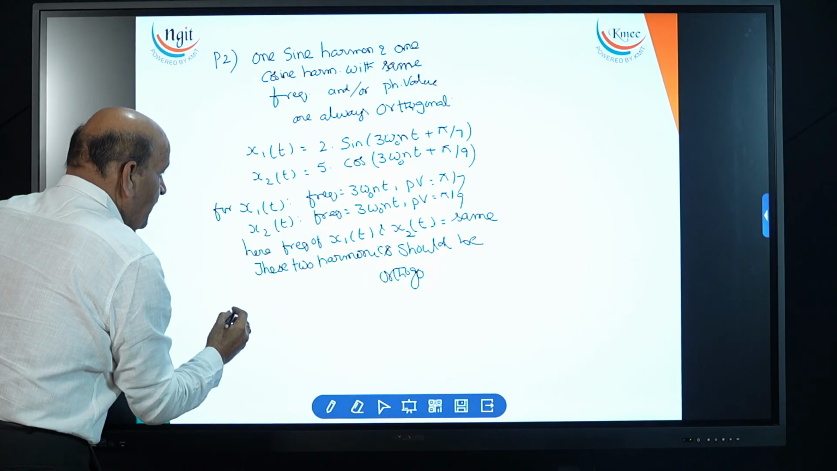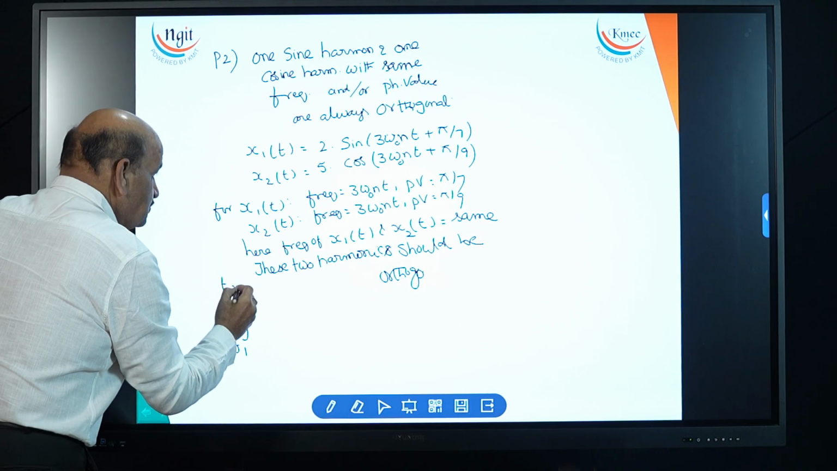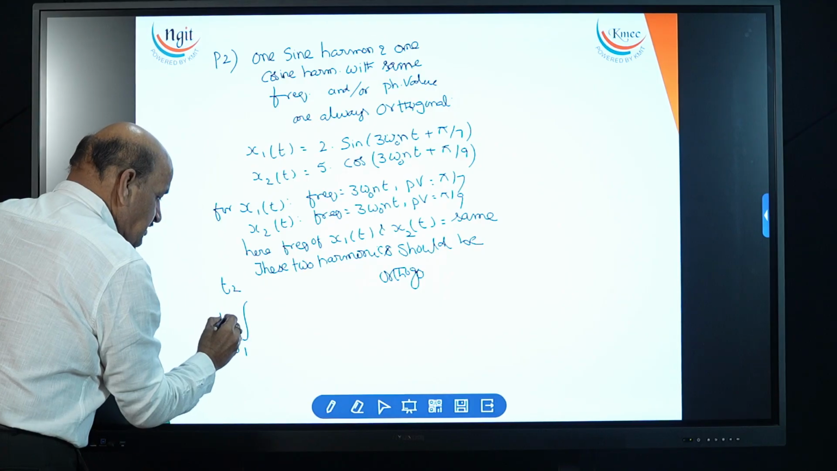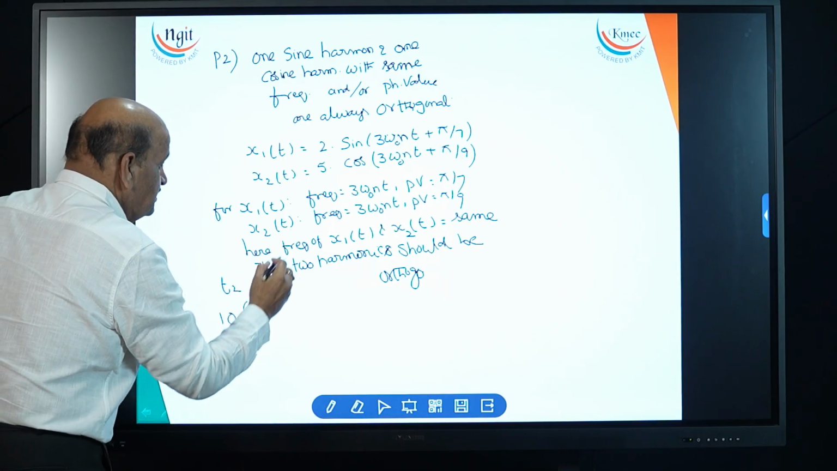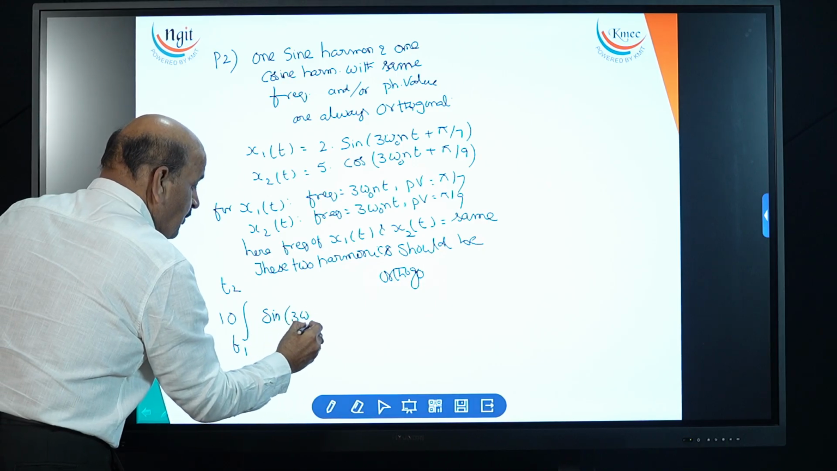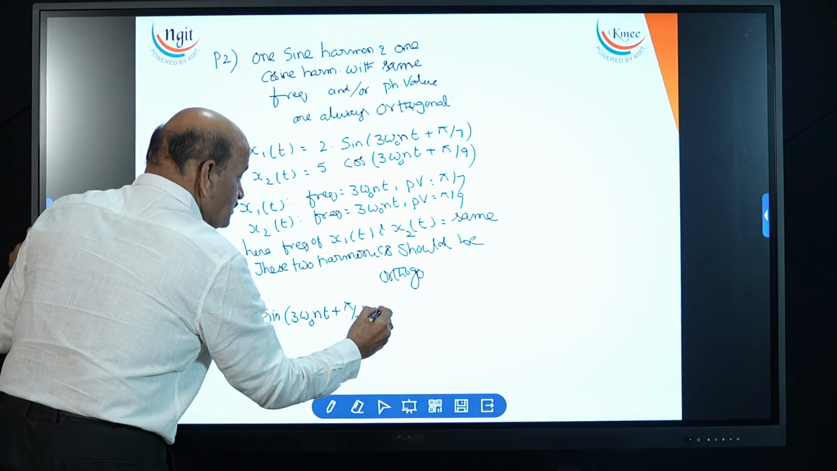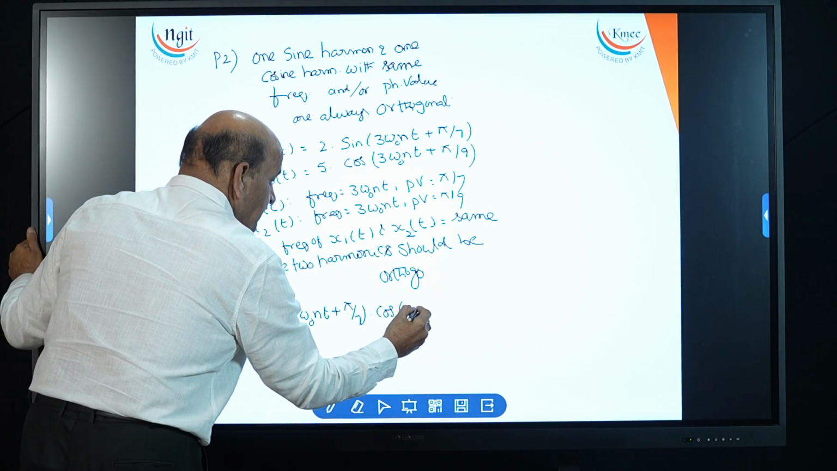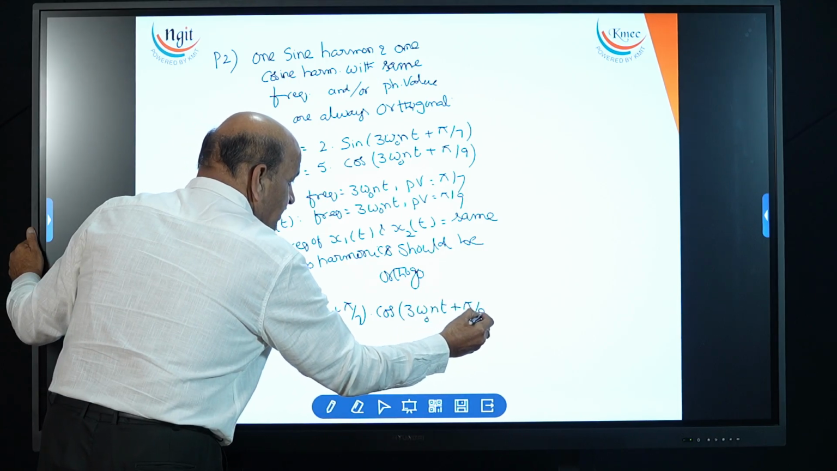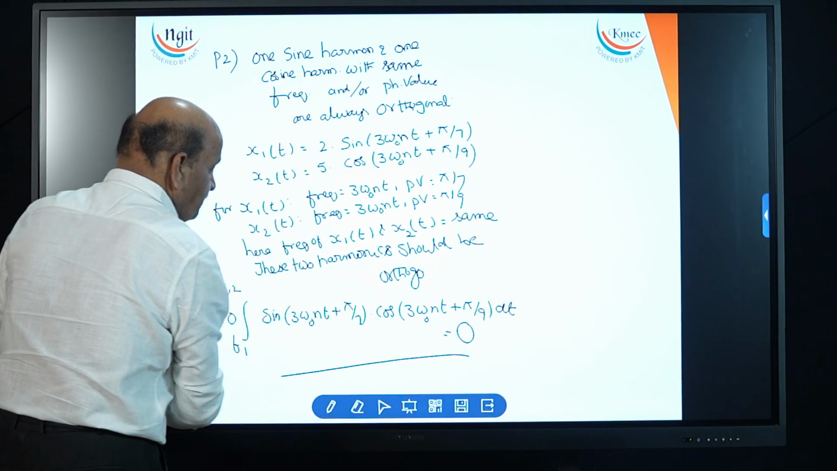That means the integral over the given period t1, t2, multiplying these two: 2 into 5, 10 times, 10 is a constant. I am writing it outside the integral: 10 times the integral of sine(3 omega naught t plus pi by 7) into cos(3 omega naught t plus pi by 9) dt should be 0.